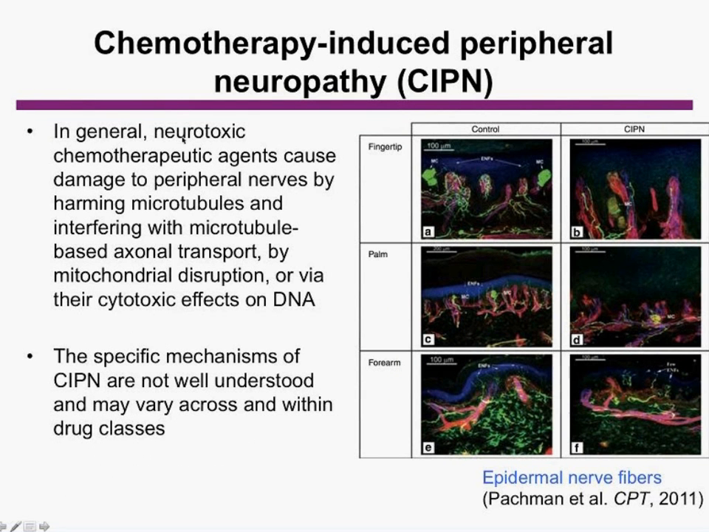And in general, neurotoxic chemotherapeutic agents cause damage to the peripheral nerves by harming the microtubules or interfering with microtubule-based axonal transport, by either mitochondrial disruption or via their effect on DNA. And as I said, the specific mechanisms are not really well understood.